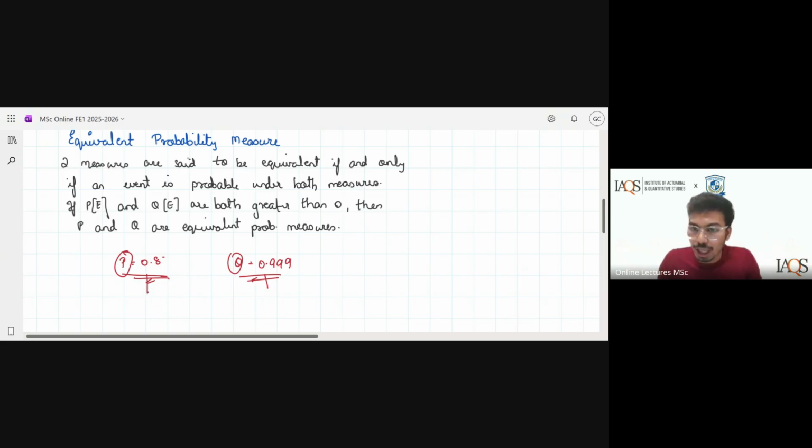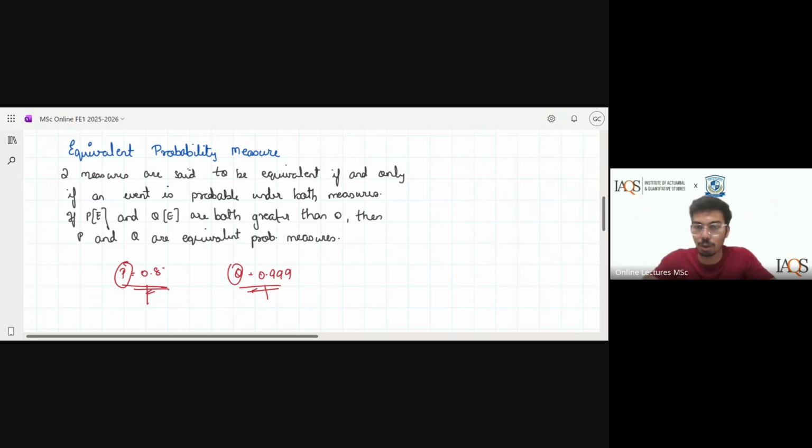I know there are multiple ways of calculating probabilities. If the event is probable, it has non-zero probability under any of those measures, the two measures are called equivalent probability measure. Standalone, it's not a significant concept. When we do the CMG theorem, it actually uses equivalent probability. That's why I did this first, as to what I mean by equivalent probability measure. Cool. If I want, I can note the example down.